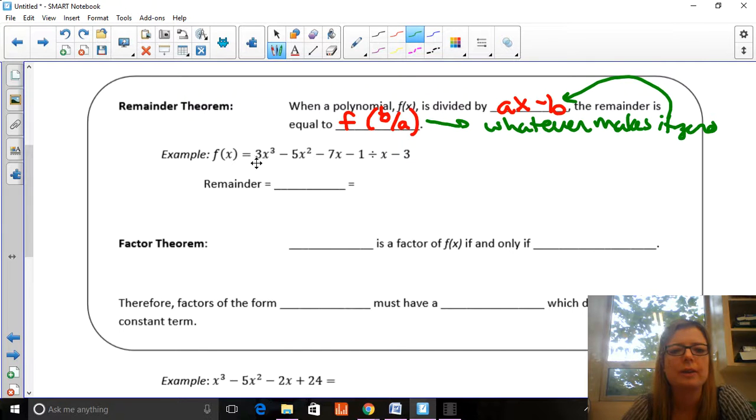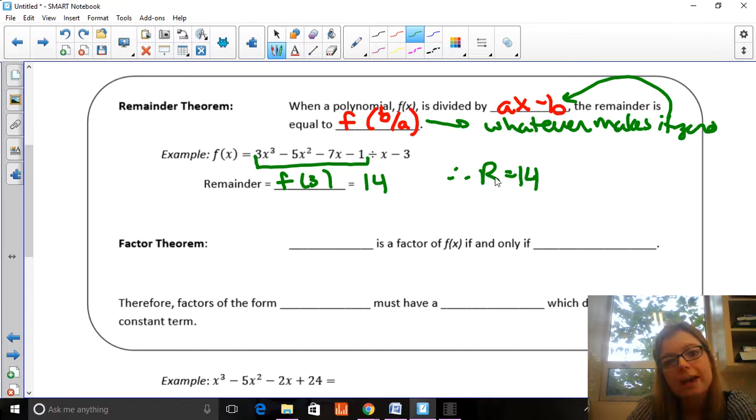Okay? So for example, if I'm dividing this polynomial by x minus 3, and if all I care about is the remainder, all I have to do is find f at 3 to find what the remainder is. So f at 3 is 14. So therefore, the remainder of that division would just be 14. So why is that good? That's good because if we get a result of 0, then that means that something is a factor. Because if the remainder is 0, then that means that division gives you a perfect factor.